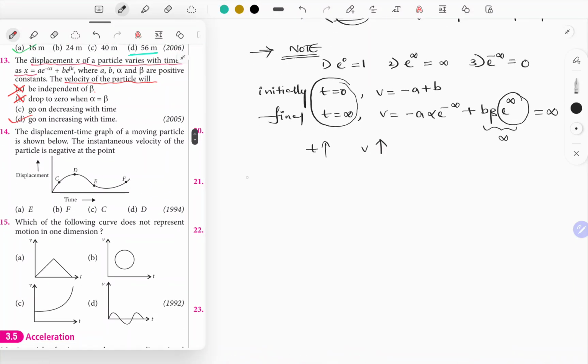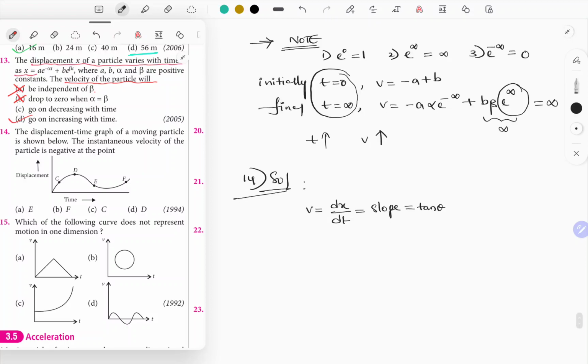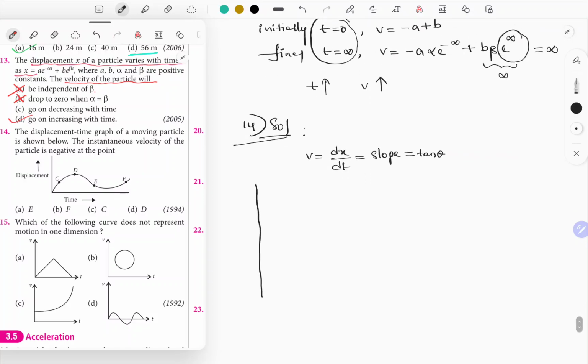Now look at this 14th question. I have already explained the 14th question model, that means finding the instantaneous velocity of the particle when a position versus time graph is given. You have to find out the slope. The velocity formula is dx by dt, which is nothing but the slope, equal to tan theta. We have to check at which position the slope is going to be 0, positive or negative. Those kinds of things we can easily check. Let me explain that graph. Try to understand and respond in parallel. So this is the graph they have given.